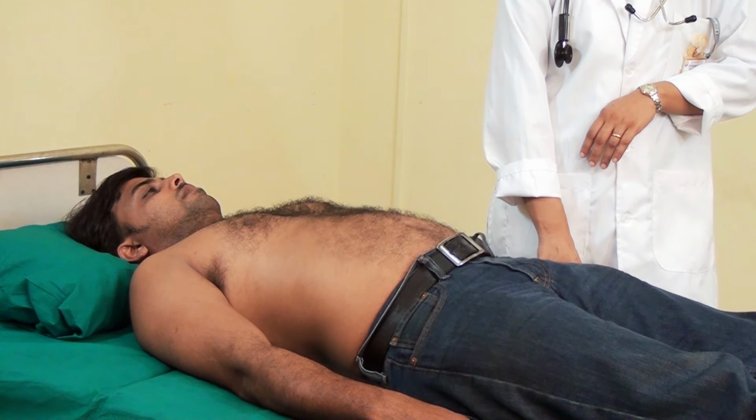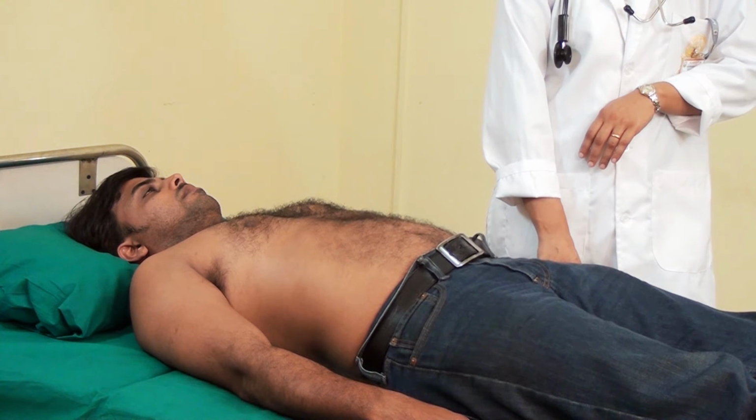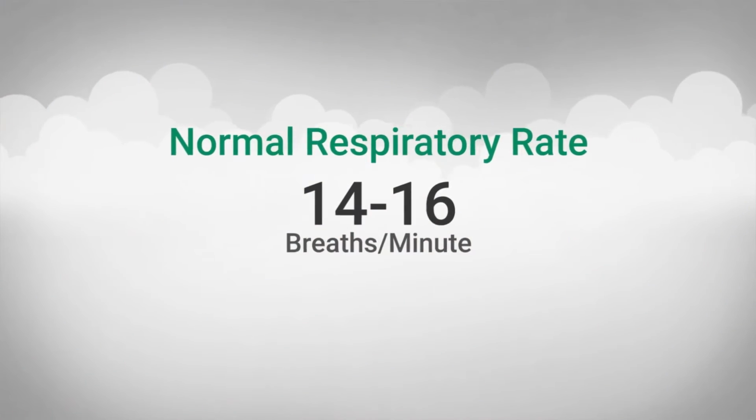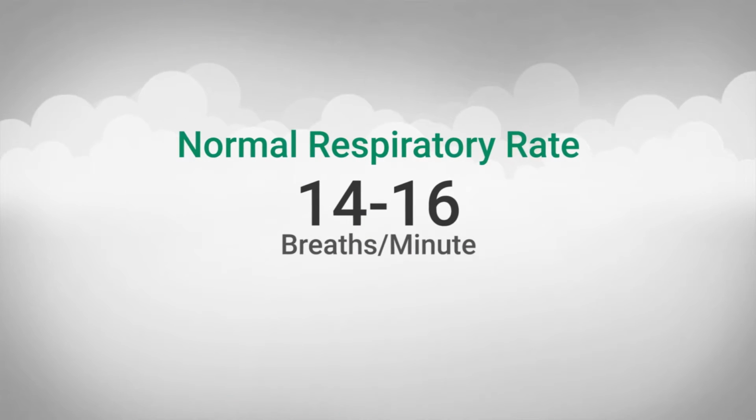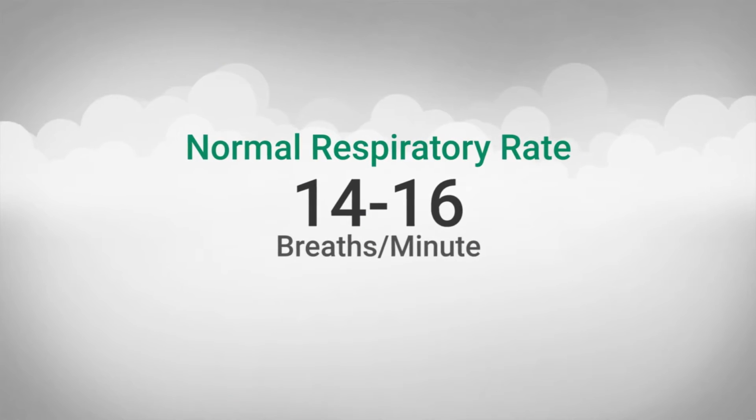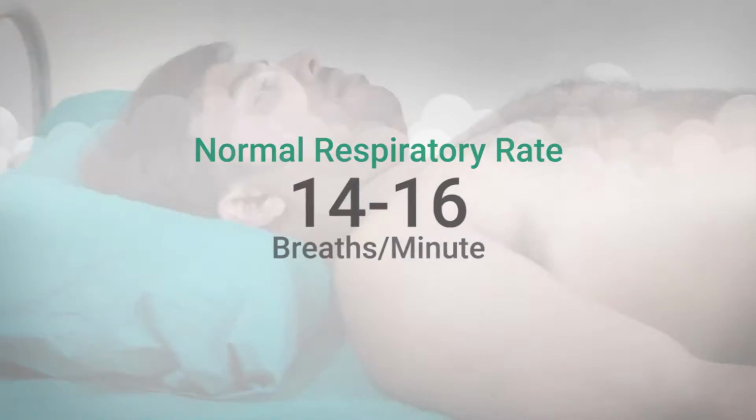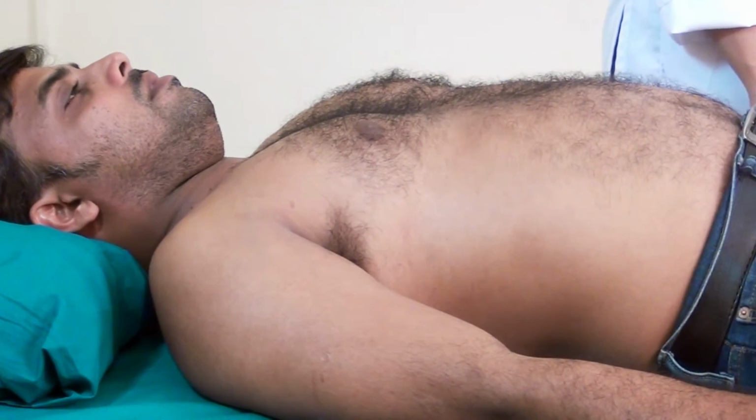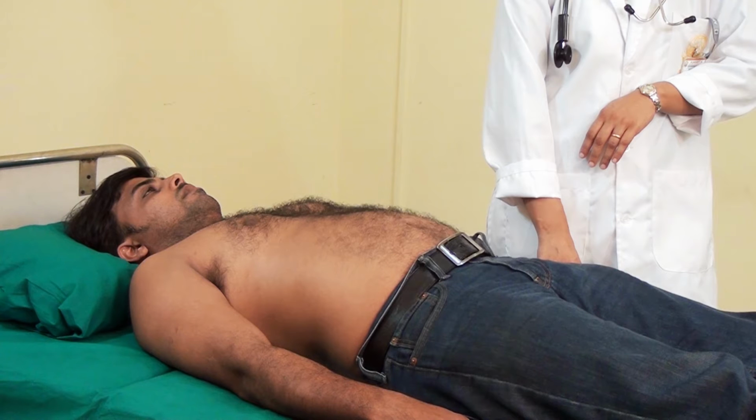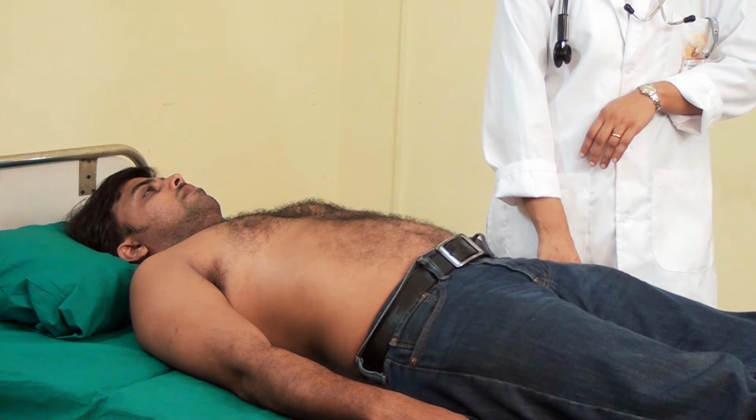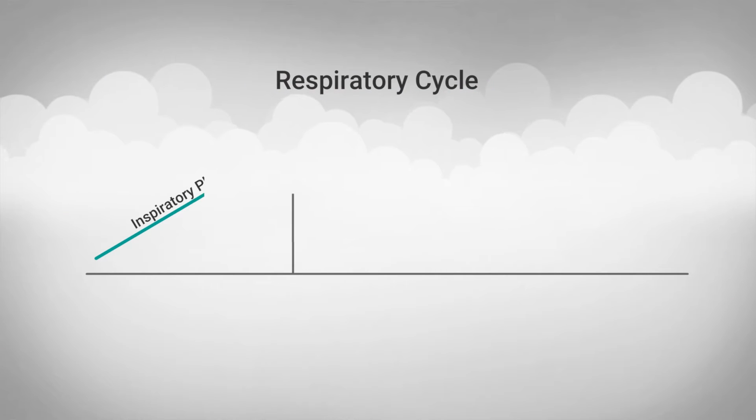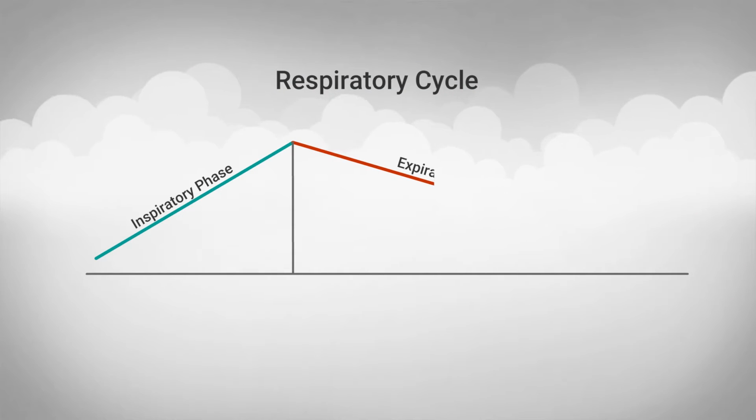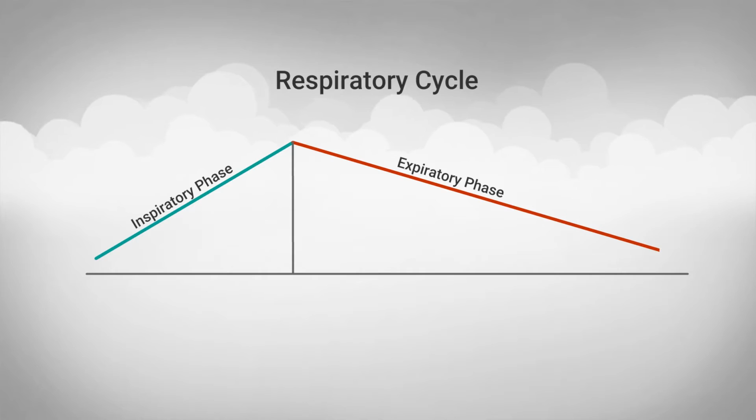Record the respiratory rate. This is not required if done with vital signs measurement. The normal respiratory rate of a relaxed adult patient is 14 to 16 breaths per minute. Assess the rhythm of respiration. Normally, respirations are regular and quiet and not too shallow nor too deep. The inspiratory phase is half as long as the expiratory phase.